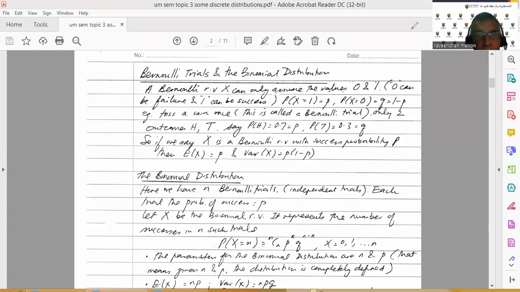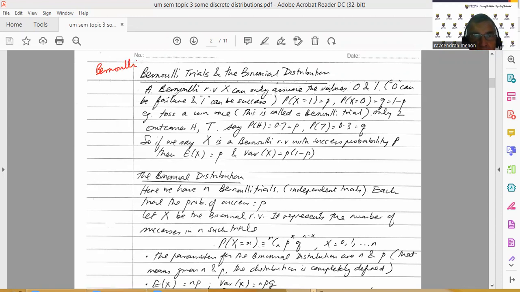Next, we will talk about the Bernoulli distribution and the binomial distribution. I normally like to talk about a Bernoulli random variable, and then we will talk about the binomial random variable in a bit. Okay, remember we are dealing with discrete distributions. So first, let's talk about the Bernoulli distribution.